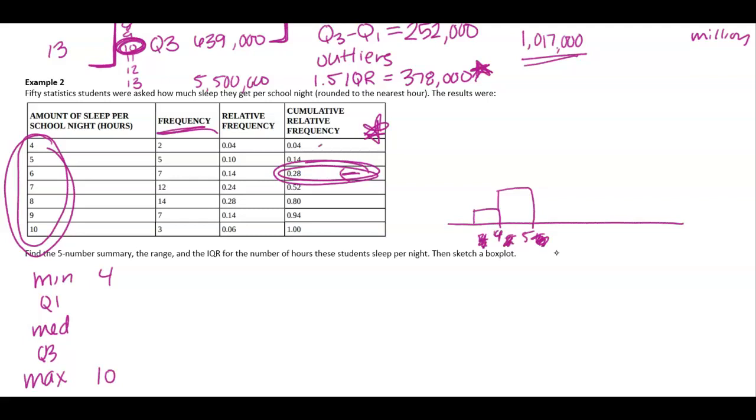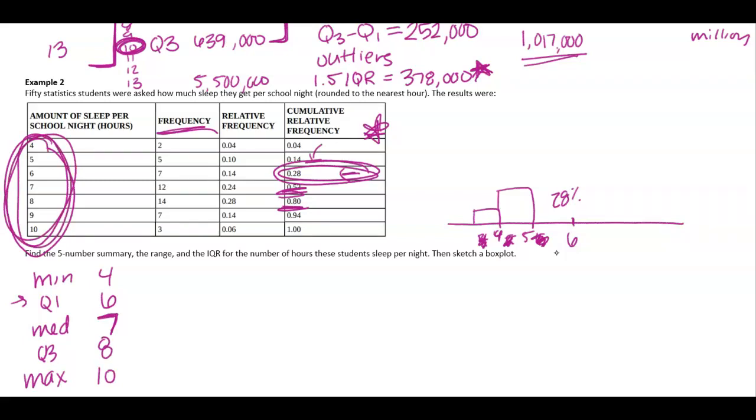Okay, this is only 14% of the data. Once we get to 6, we're now at 28% of the data, which means the 25th percentile had to be hit somewhere in there. So I'm going to say 6 hours of sleep, okay, is our Q1. Similarly, okay, the 50th percentile gets hit in the 7 box, and the 75th percentile gets hit in the 8 hours block. And we're only worried about whole number of hours.